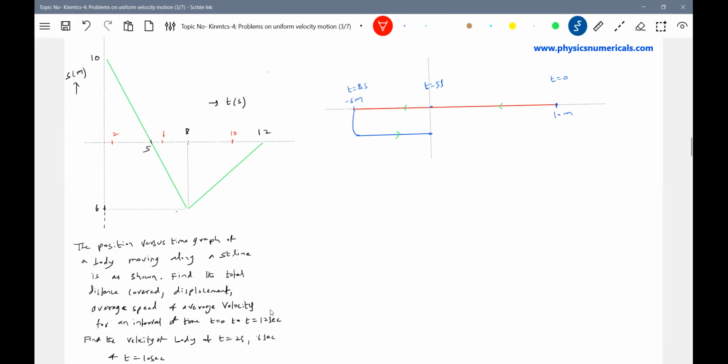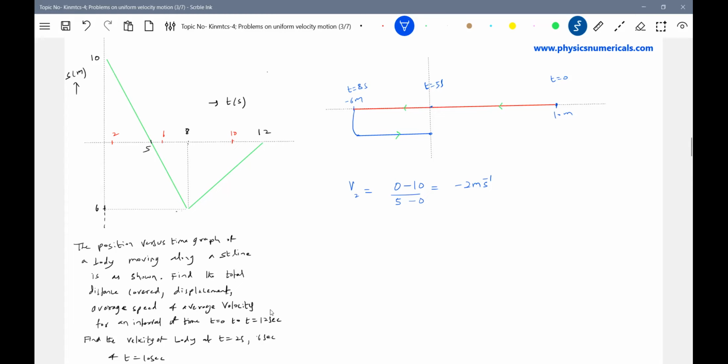So for that, I think we'll just take the slope. What is the velocity at 2? It should be equal to final 0 minus 10 by 5 minus 0. So minus 2 meter per second. So for 0 to 5 seconds, it will move with a constant speed of 2 meter per second.